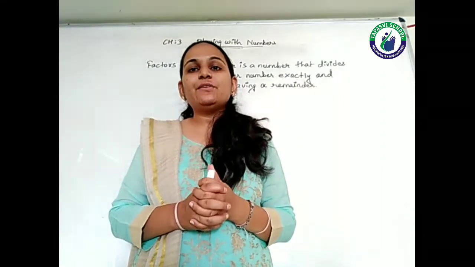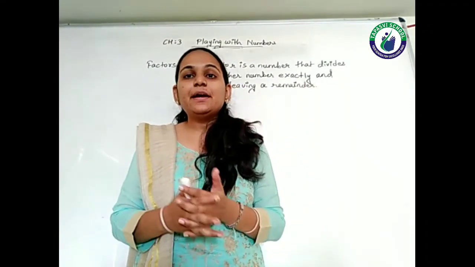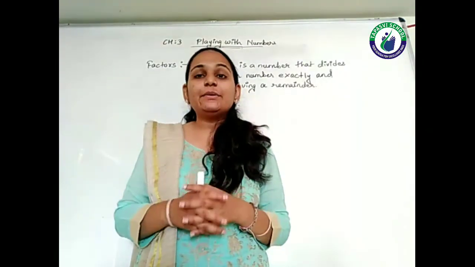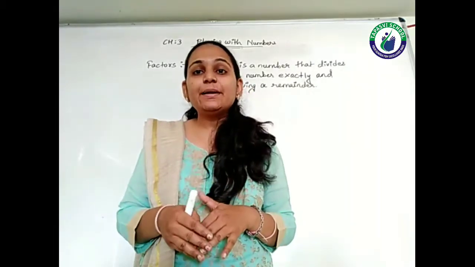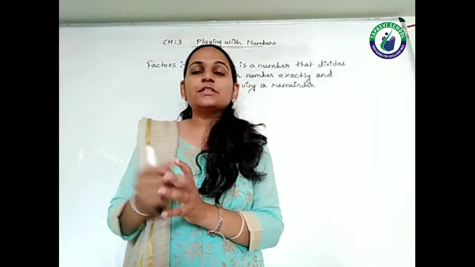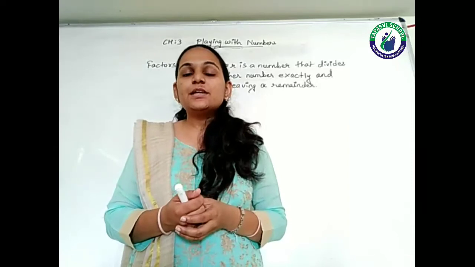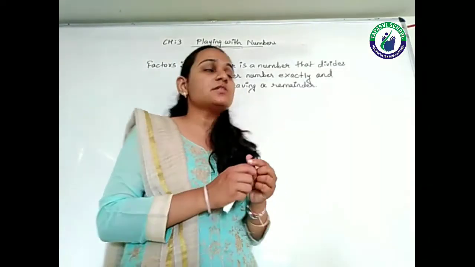Okay, for example, if I say 12, now 12 can be divided by 3, 12 can be divided by 2, 12 can be divided by 4, 12 can be divided by 6 also, 12 can be divided by 12 itself also. So what are these? These numbers are the factors of 12. So let's understand this in a better manner with the help of an example, students.